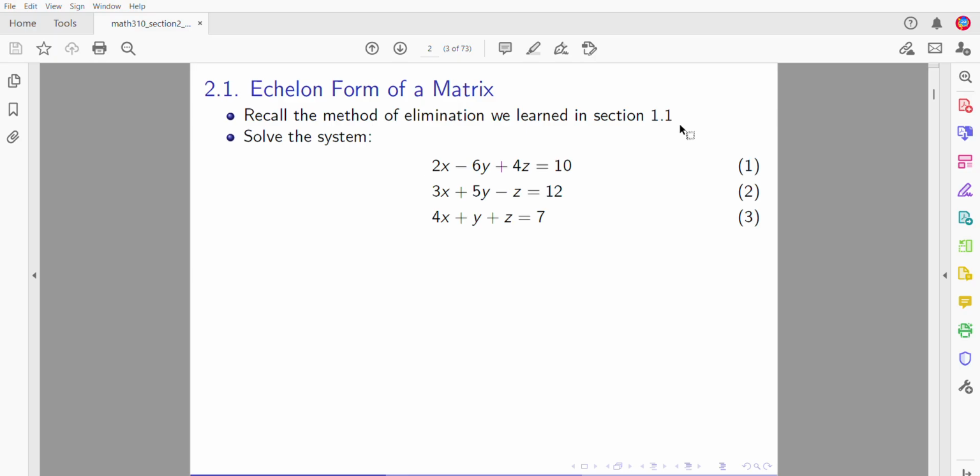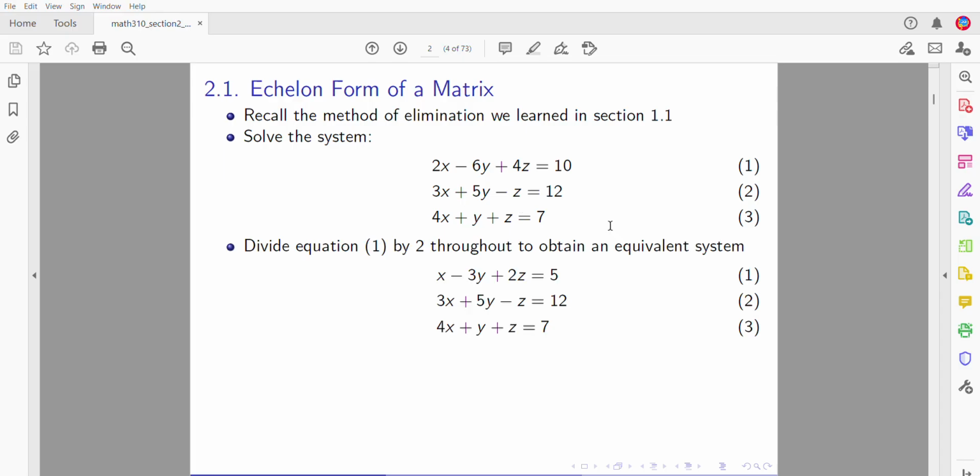Suppose we want to solve this system. 2x minus 6y plus 4z is 10. 3x plus 5y minus z is 12. 4x plus y plus z is 7. So these are three equations, 1, 2, 3, in three unknowns, x, y, z. We want to solve this system.